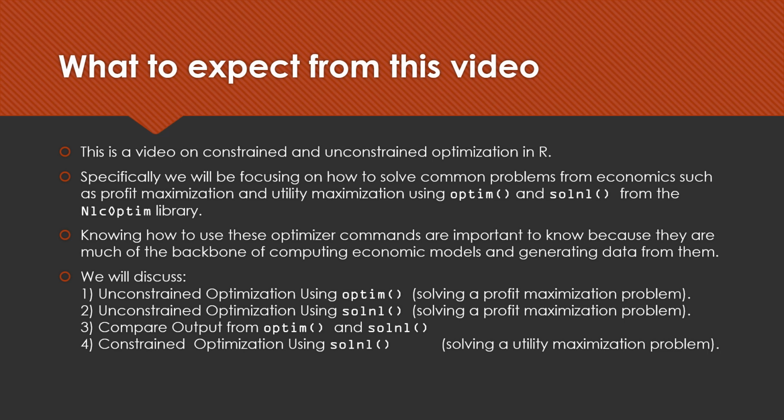We will discuss unconstrained optimization using optim by solving a profit maximization problem. Then we're going to be talking about unconstrained optimization using solnl. There we're going to be solving the same profit maximization problem, just in the context of solnl. We're then going to compare the output from both these procedures, and then we're going to be talking about a constrained optimization problem using solnl. In that case, we're going to be solving a utility maximization problem.